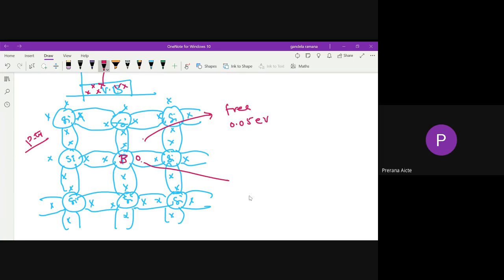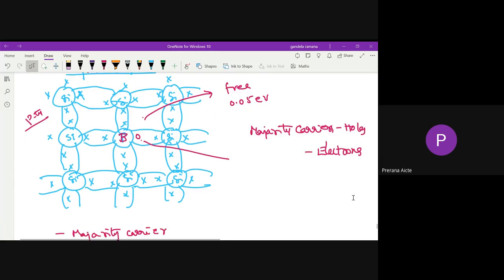So here, what happened? It is very easy to jump. Because of that, in p type, majority carriers are holes. Minority carriers are electrons. Now, the charge of n-type material.